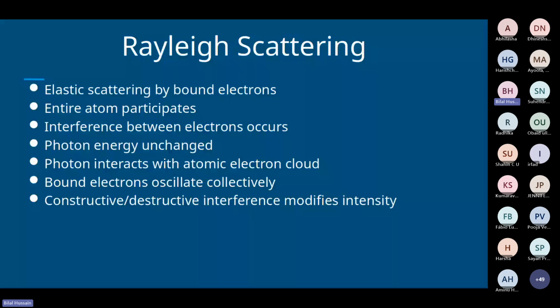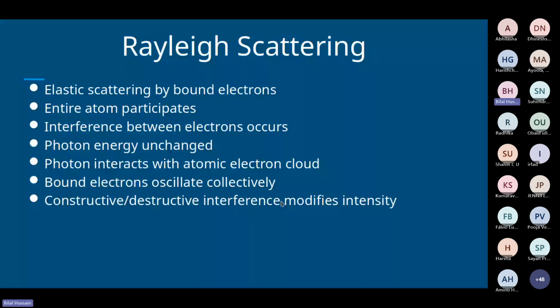So Rayleigh scattering is nothing but elastic scattering by bound electrons. The entire atom, or the electrons of the atom, participate in this scattering process. There is interference between the electrons. The electric field of one electron will interfere with the photon, and the other electrons will also interfere. So there is mutual interference between the electrons of the atom and your photons. Again, it's elastic scattering: the photon energy is unchanged when the direction changes. Bound electrons oscillate collectively, giving rise to constructive interference that modifies the intensity.